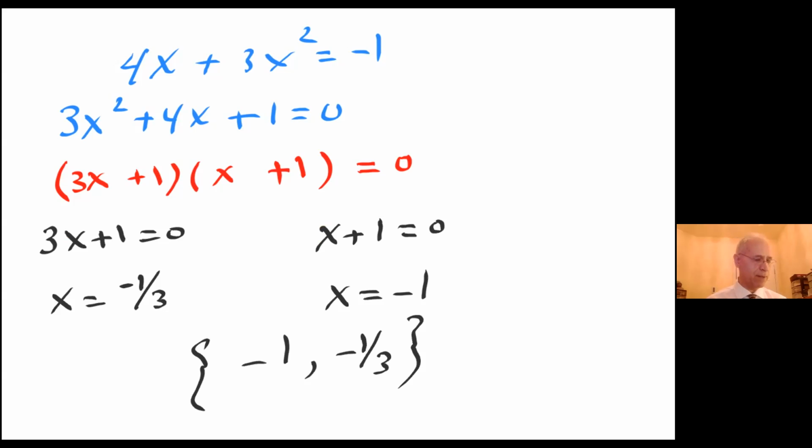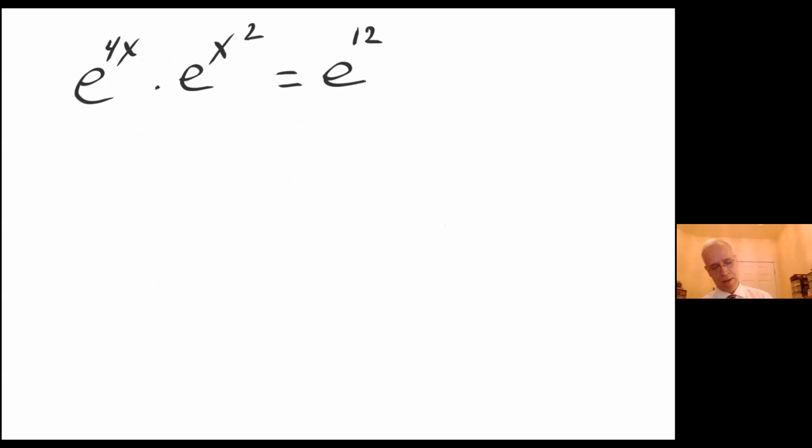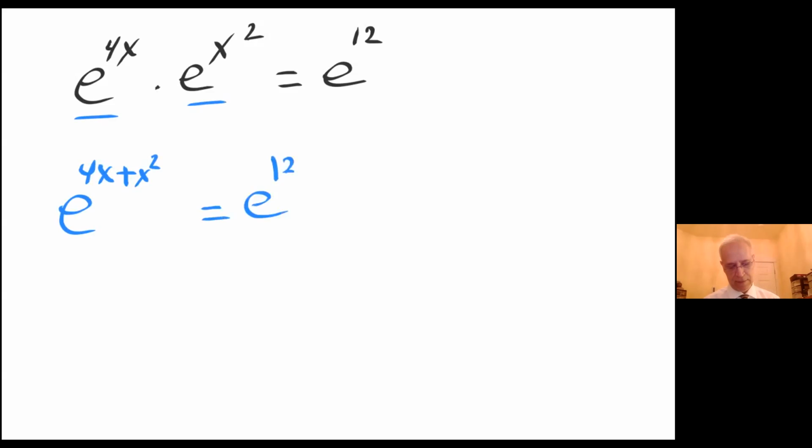And let's do just one last one for the sake of practice. Suppose I have e to the power of 4x times e to the power of x squared equals, how about e to the power of 12? Okay, so this is the same base, so e to the power of 4x plus x squared equals e to the power of 12.